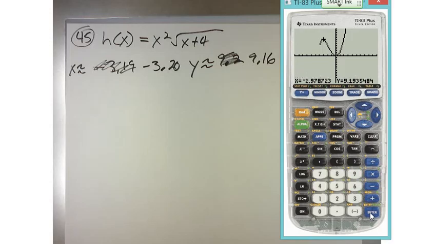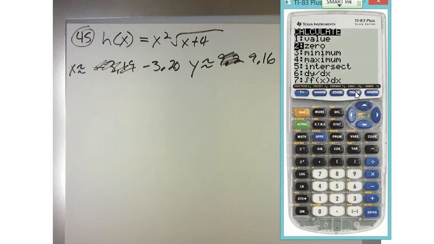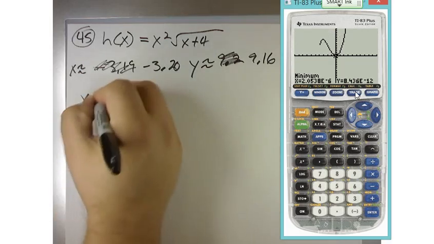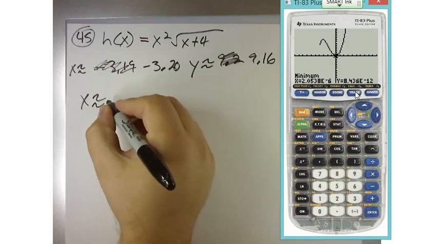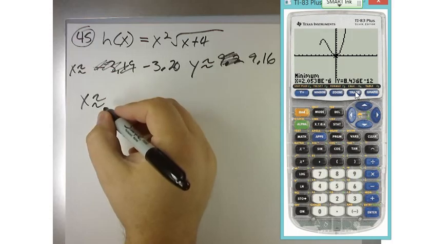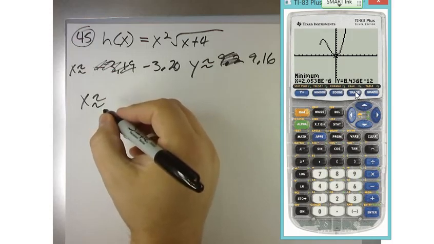Then I got to find this valley that's way over here. So again, I hit second trace, go down to minimum because that's a valley, and the left bound, I want to go a little bit to the left, hit enter, a little bit to the right, hit enter, somewhere in the middle as best I can, hit enter, and I get x is approximately, boy, that looks pretty darn close to 0, doesn't it? Yeah, that looks like 0, 0. I'm going to guess and say that it's 0, 0.